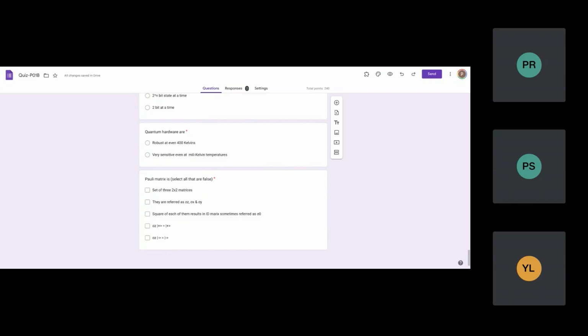Okay, and the last one: Pauli matrices are a set of 2 by 2 matrices, that is correct, but we have to choose the false one. They are referred to as sigma x, sigma y, sigma z, that is correct. The square of each of them is an identity matrix, that is correct. And the last one, sigma z acting on plus 1 equals plus, and sigma z acting on minus equals minus, that is incorrect, both of them. It is the inverse, right? It is Z inverse. Z on a plus or on a minus should give the inverse.